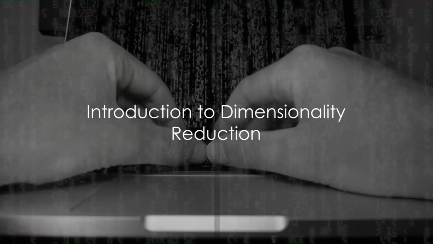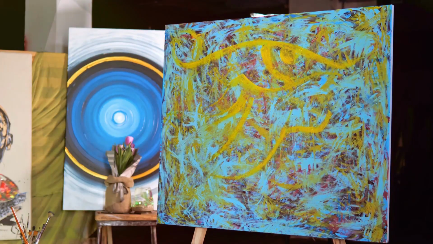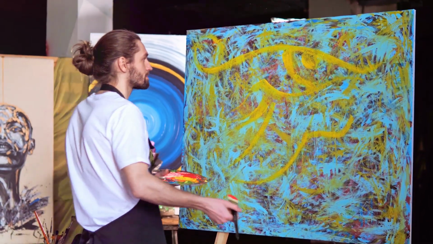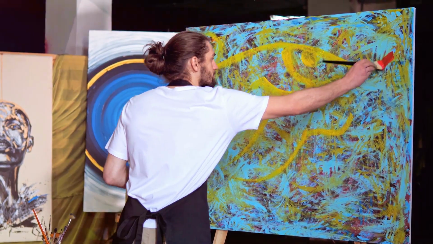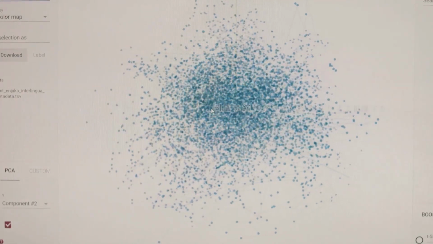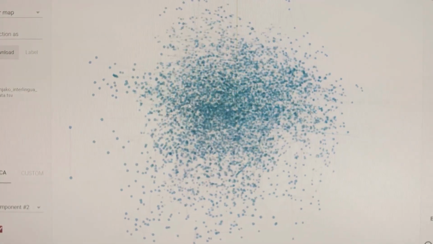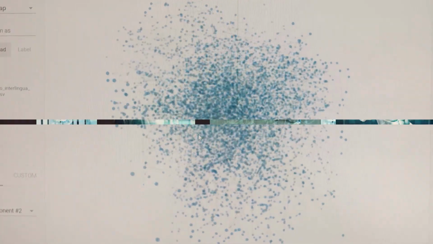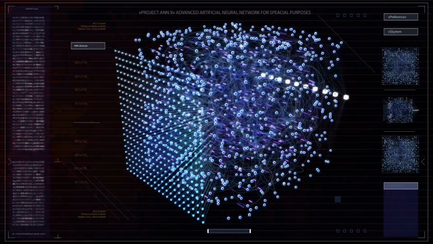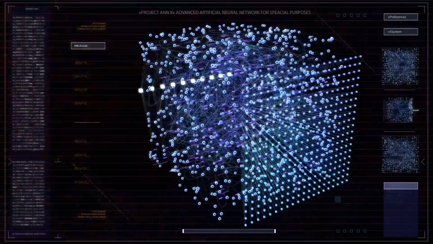But what if the data is highly complex with numerous variables? This is where dimensionality reduction comes in. Dimensionality reduction is like a skilled artist who can capture the essence of a detailed scene in a few strokes. It simplifies complex data by reducing the number of random variables under consideration, using techniques like principal component analysis, or PCA. PCA is like a photographer who finds the best angle to capture the most important features of a scene. It identifies the directions, or principal components, where the data varies the most, and projects the data onto these new axes, thereby reducing its dimensionality.